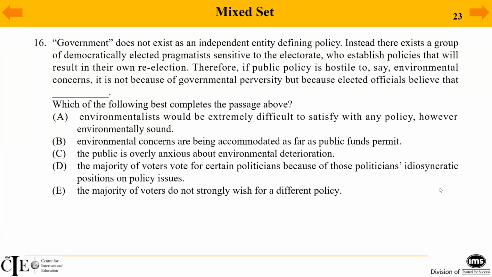Government does not exist as an independent entity defining policy. Instead, there exists a group of democratically elected pragmatists sensitive to the electorate who establish policies that will result in their own re-election. Therefore, if public policy is hostile to, say, environmental concerns, it is not because of governmental perversity, but because elected officials believe that. So you must complete this argument.